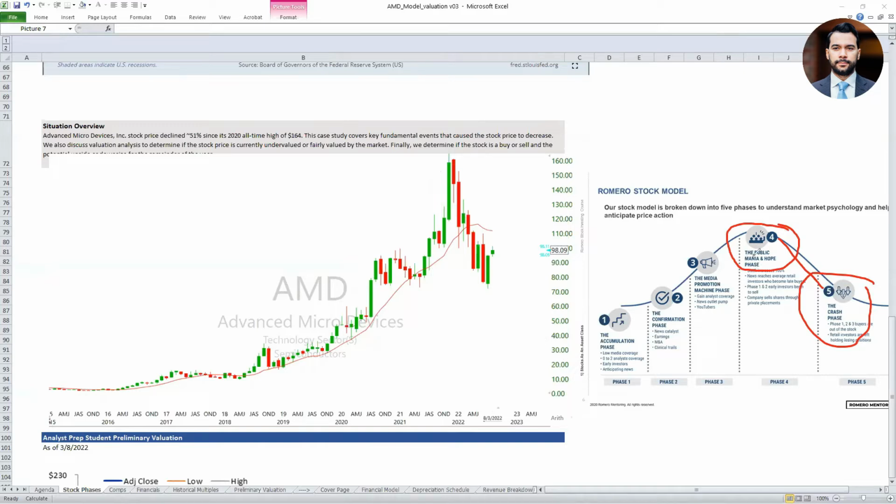But if you follow the stock phase model, you can see that the stock basically hit an all-time high back in Q4 of 2021, we can say, right? Q4 of 2021. This was at the highest level of the overall market bubble, okay? Now the stock declined 50% and usually is from phase 4 to 5.